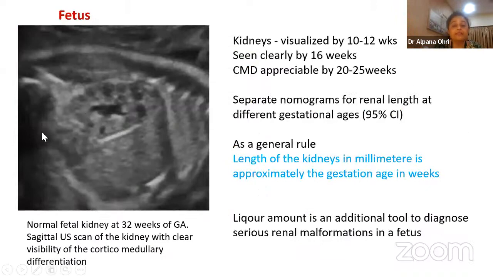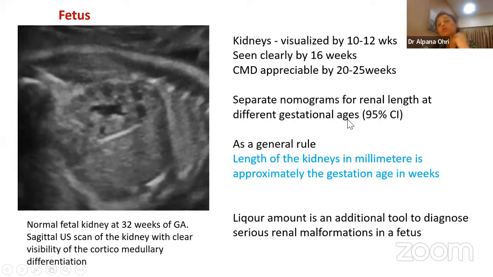In the fetal kidneys, this is an antenatal sonography picture. Here, the kidneys are visualized by about 10 to 12 weeks, seen clearly by about 16 weeks. CMD is appreciable by about 20 to 25 weeks. And here we have to use separate nomograms, which are not depicted, but which have to be followed for renal length at different gestational ages.